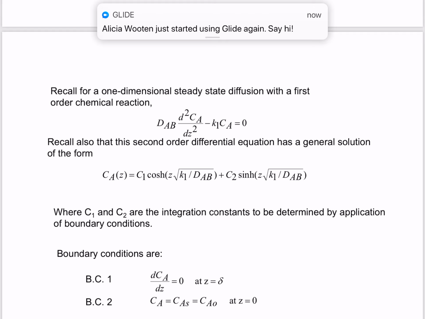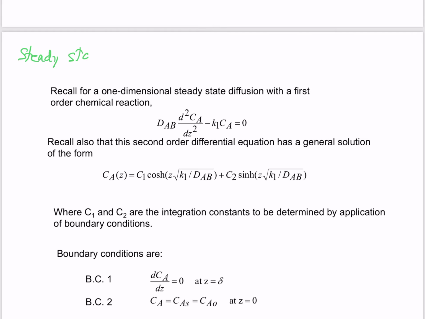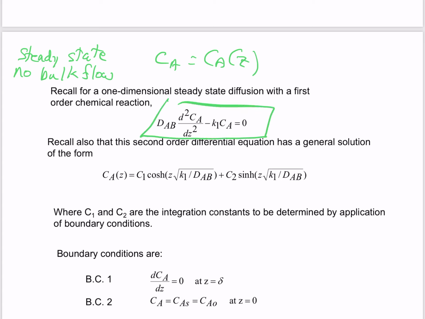We made the assumption of steady state, no bulk flow, and also that CA is a function of, what is our coordinate? Only Z. And that's what let us do all that lovely crossing out of terms, to give us this. So you've seen that process a couple times by now. You should be used to it.